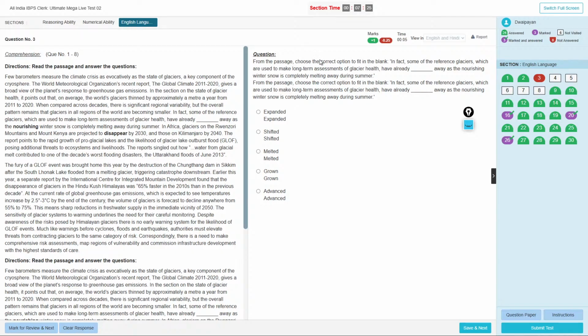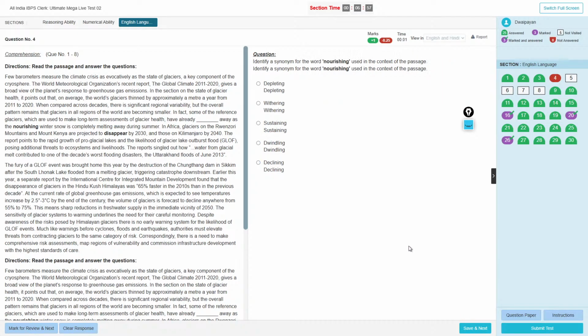From the passage, okay, have already melted away as the nourishing winter snow is completely melting. It advanced away, it melted away, shifted away. In fact, some of the reference glaciers which are used to make long-term assessment of the glacier health have already shifted away, melted away. I think melted away seems to be perfect. Synonym of nourishing: depleting, withering, sustaining.